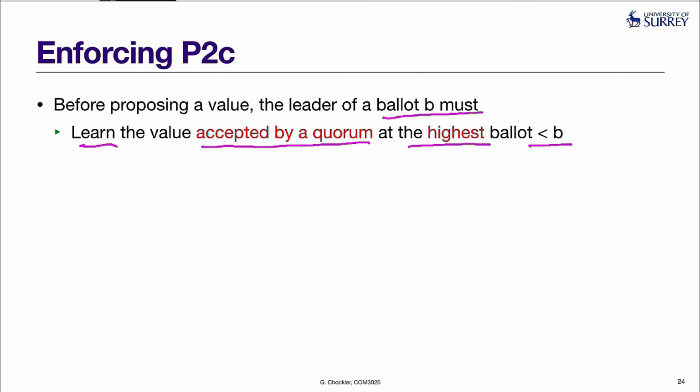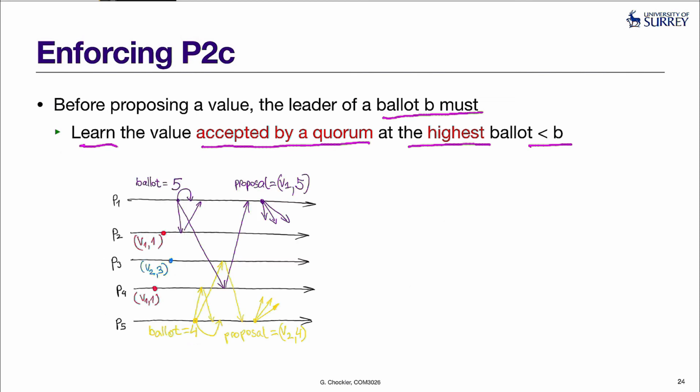So this is the first part of the solution, and it is illustrated here. For example, if you just look at the process with ballot 4, the leader of ballot 4, and before ballot 4 starts, we have these two values, V1 with ballot 1 and V2 with ballot 3, accepted at different processes.